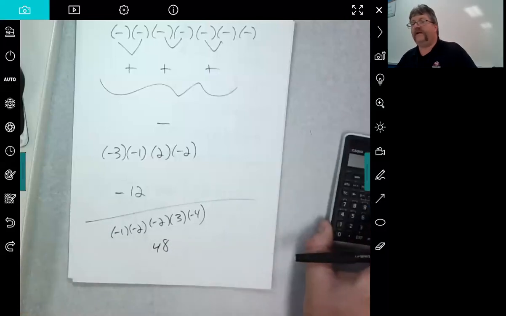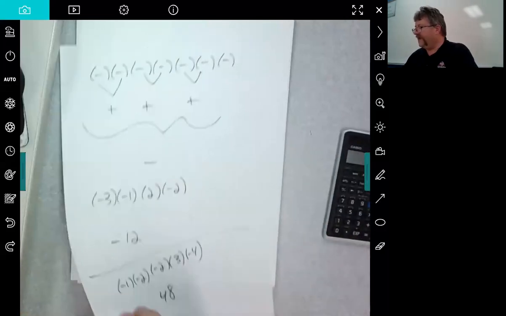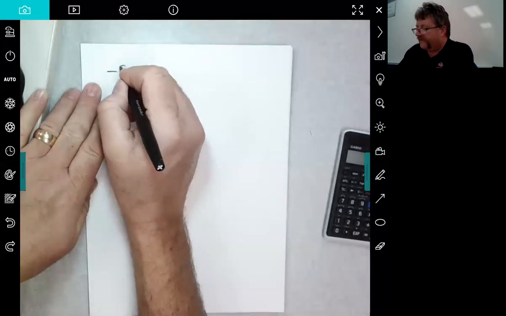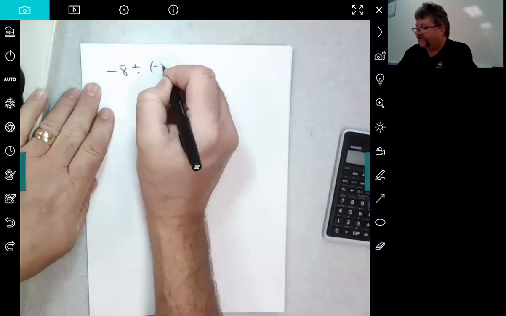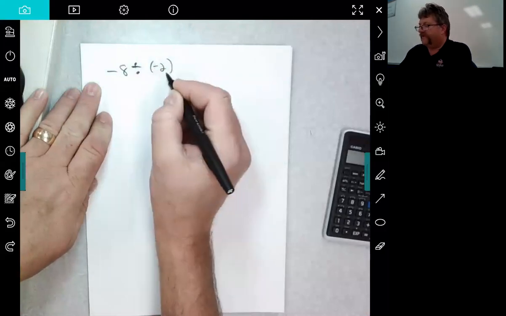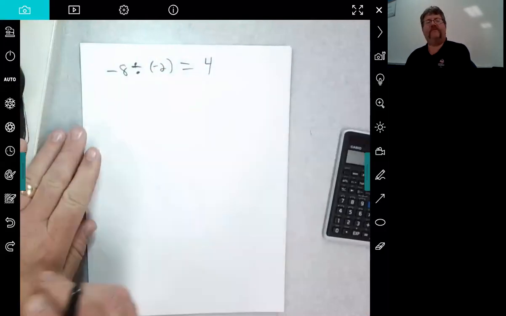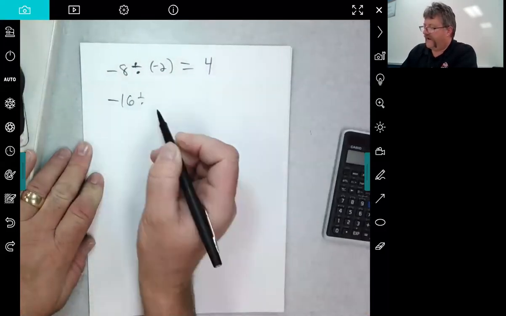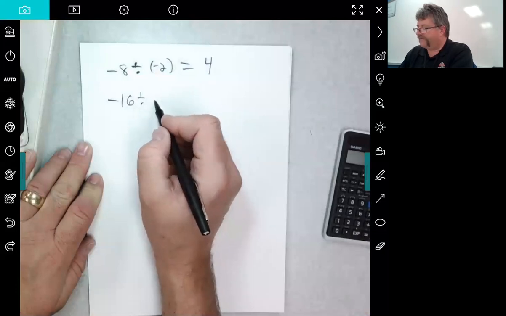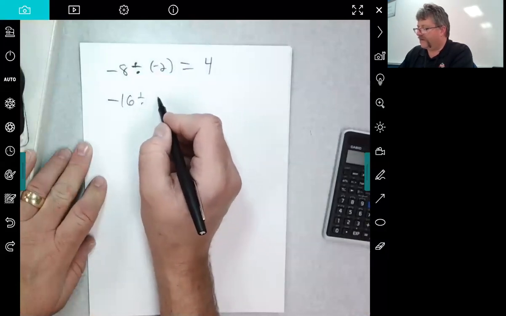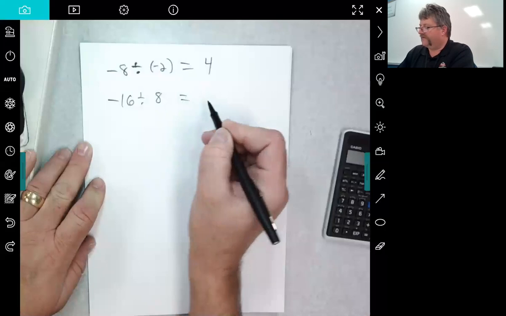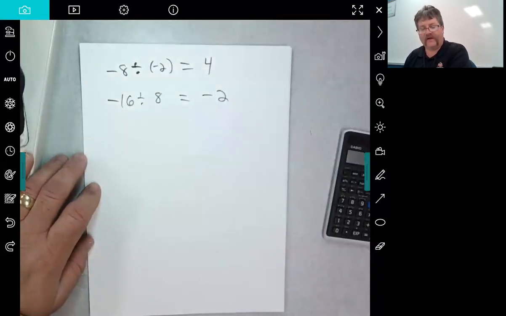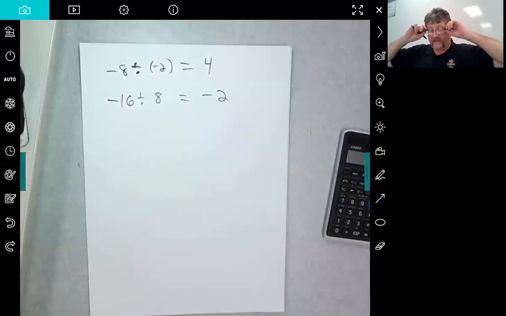Division has the same rules, okay, in terms of negatives. If I'm dividing two negative numbers, -8 divided by -2, negative divided by negative is going to give me a positive, okay? -16 divided by, whatever, positive 8 is going to be a -2. Okay, so the rules are the same there in terms of the signs.